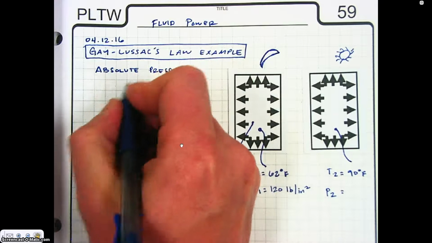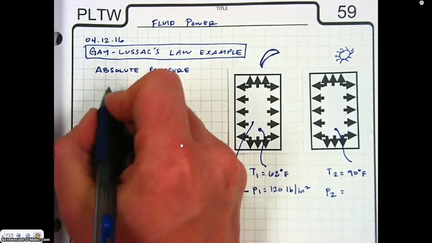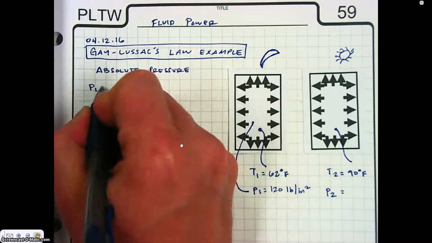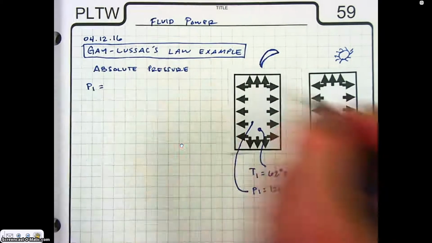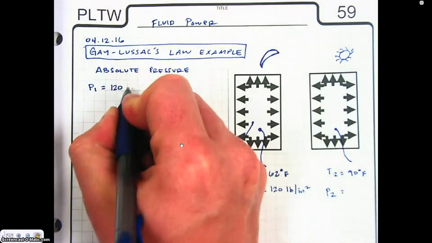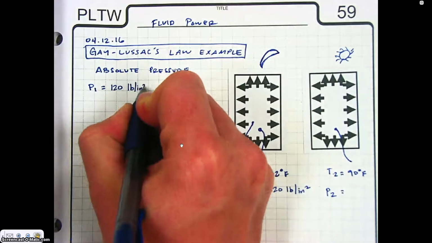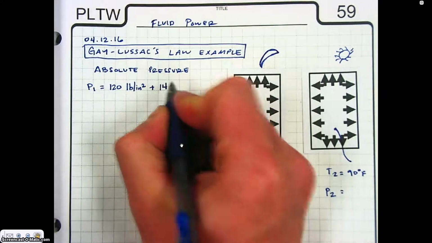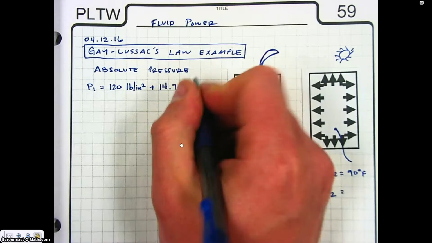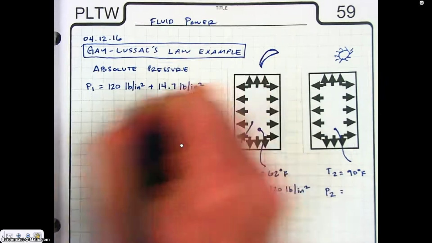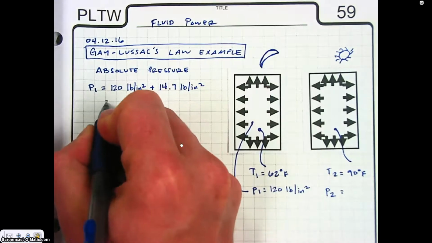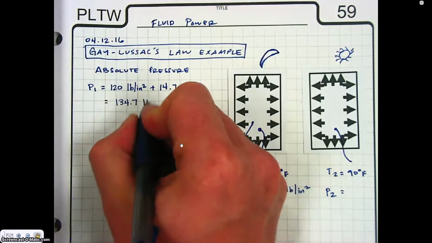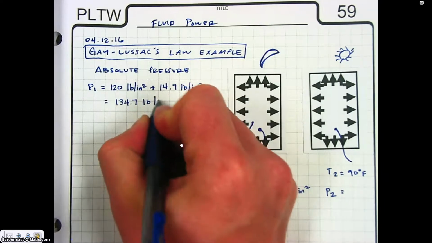So absolute pressure is going to be gauge pressure. We know this from our formula sheet. The pressure of 1 is the gauge pressure, 120 pounds per square inch, plus atmospheric pressure, the pressure of our atmosphere, 14.7 pounds per square inch. We get an answer of 134.7 pounds per square inch.